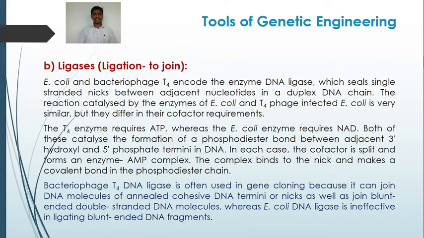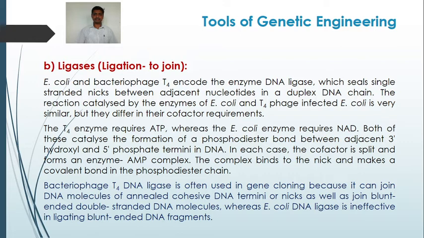Both of these DNA ligases catalyze the formation of a phosphodiester bond between adjacent 3' hydroxyl and 5' phosphate termini in DNA. So both E. coli and bacteriophage T4 DNA ligase catalyze the formation of a phosphodiester bond between adjacent nucleotides. The phosphodiester bond forms between the 3' OH of one nucleotide and the 5' phosphate of the adjacent nucleotide in the DNA.